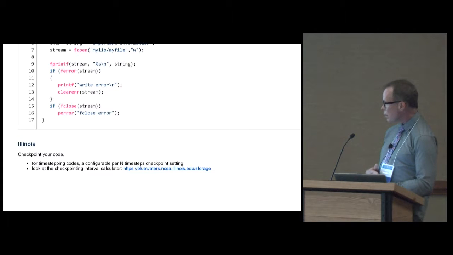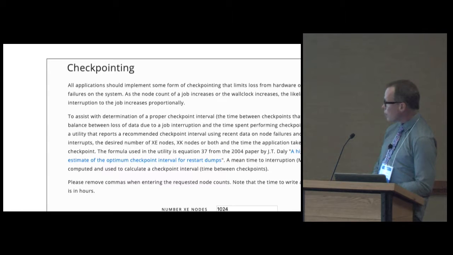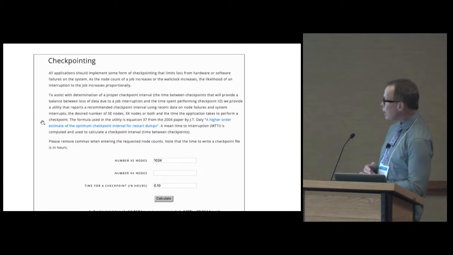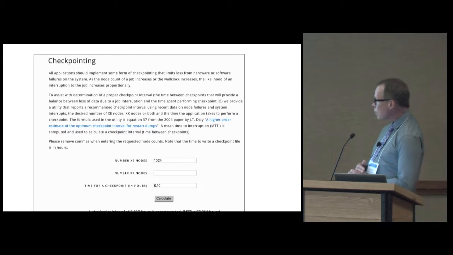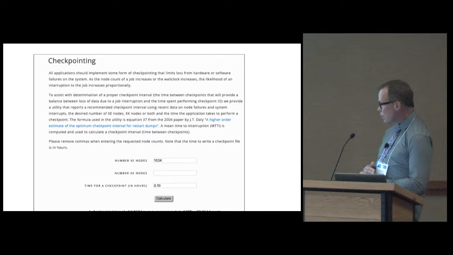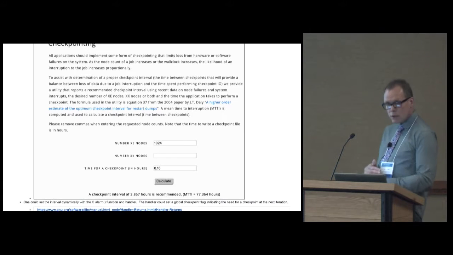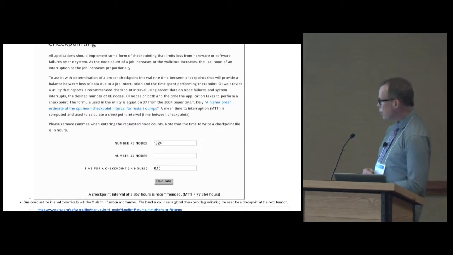Checkpoint your code. We have a nice checkpoint interval calculator on the portal page. Let me zoom back out a little bit on that. Looks like that when you find it. You can tell it how many nodes you're going to run, how many hours of wall time you want, and it will spit back a recommended checkpoint time interval for you. So you'll have a good ballpark feel for, okay, I'm running at this scale, I should drop a checkpoint every 2 hours.